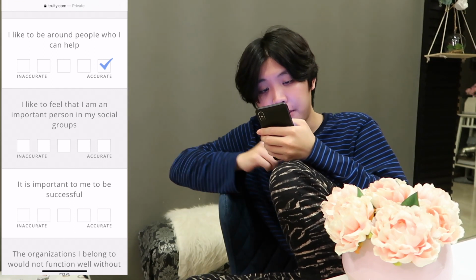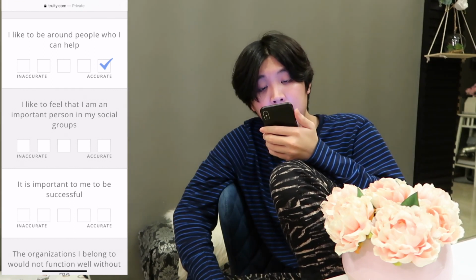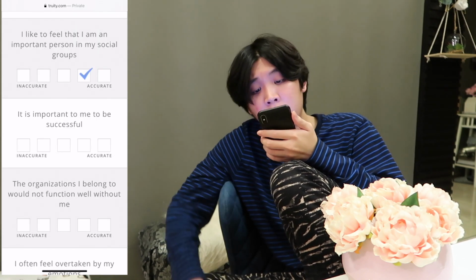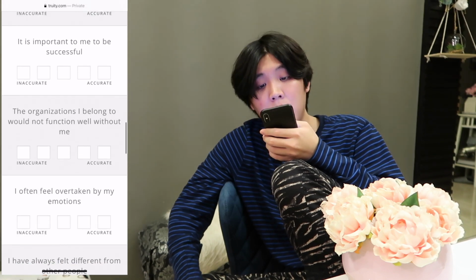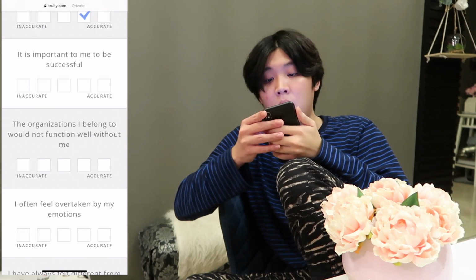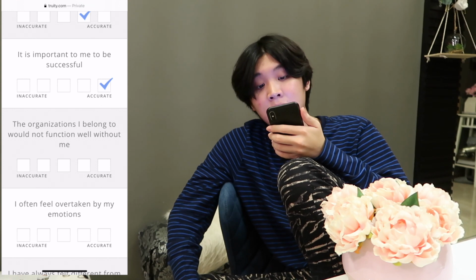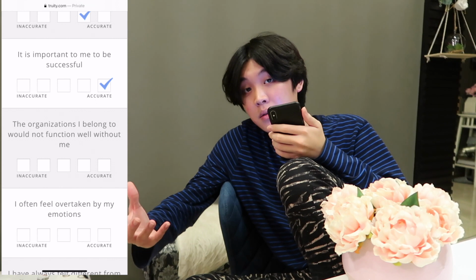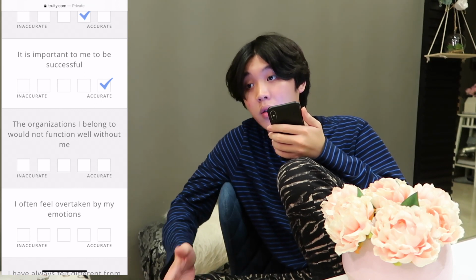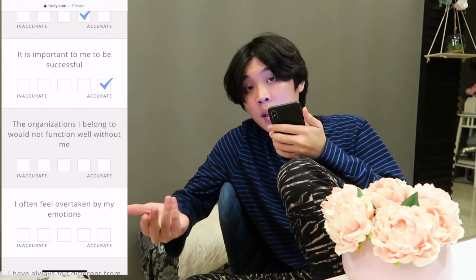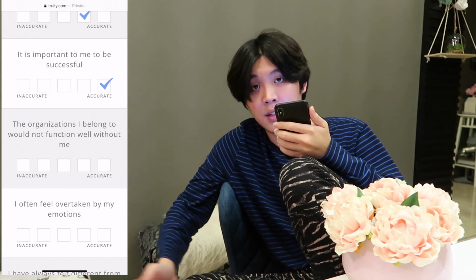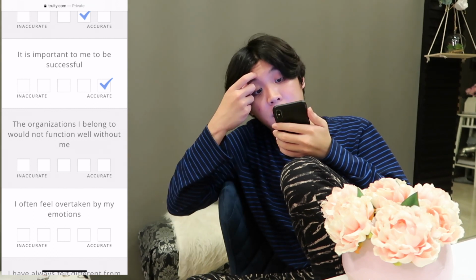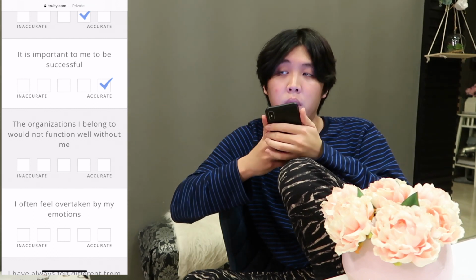So 150%. I like to feel that I'm an important person in my social group. Yeah, pretty much. Not really, but yeah, it is important to me to be successful. 150%. So success to me is not necessarily something that is tangible. It can be something as simple and non-tangible as happiness, love from somebody else that is important to you. So definitely the organizations I belong to would not function well without me.